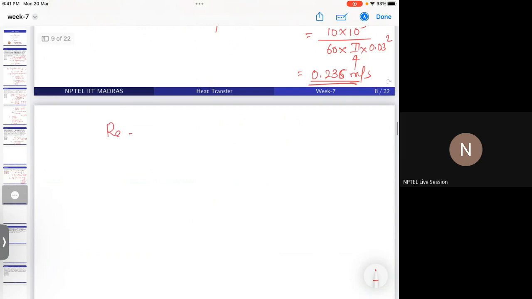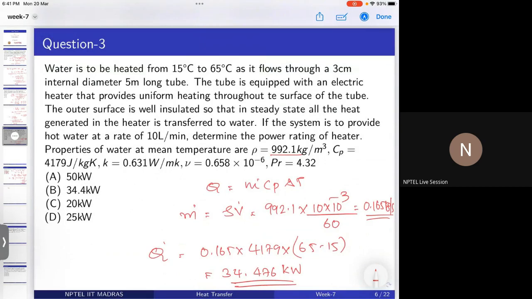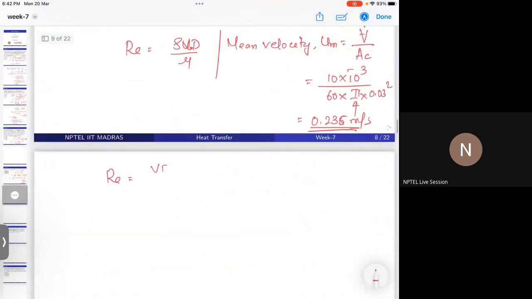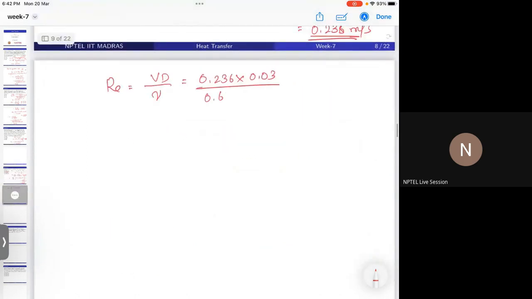So can you please find out what is the Reynolds number? So rho is 992, mu, so this is kinematic viscosity. Okay, so we can write V D by nu, which is equal to 0.236 into 0.03 divided by kinematic viscosity 0.658 into 10 raised to minus 6. What is the Reynolds number? 10,760. Yeah, so this is a turbulent flow, right?